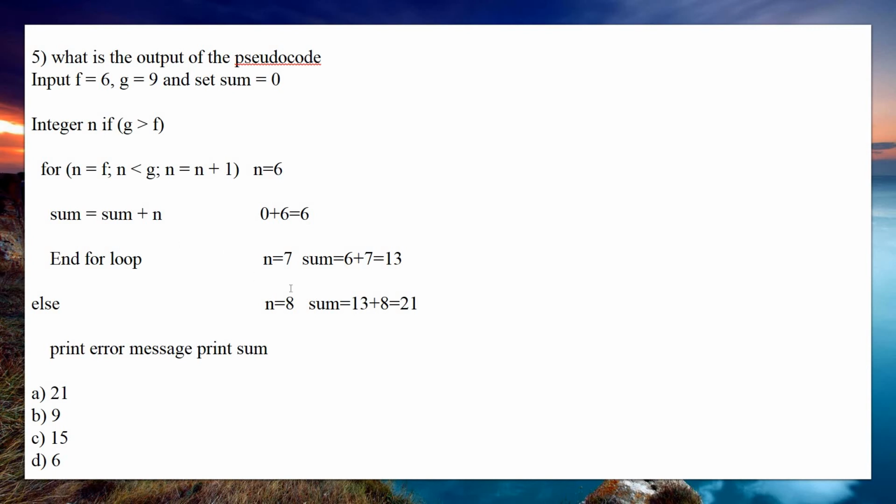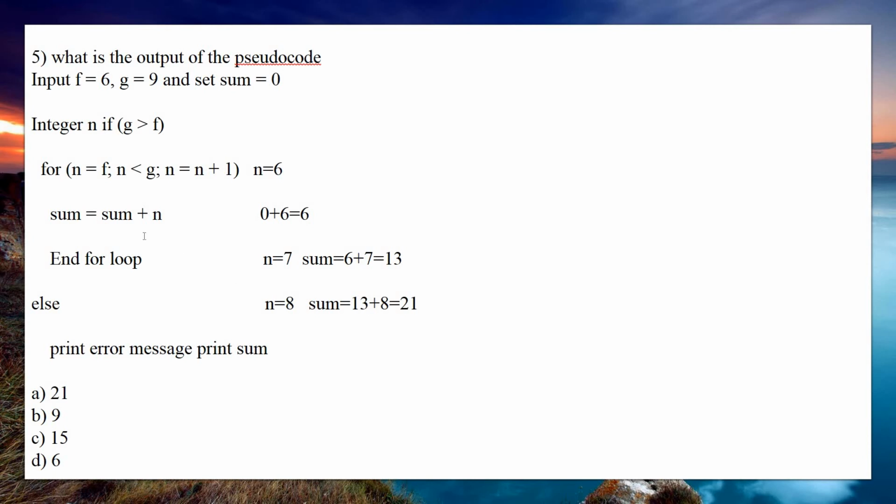Now n is equal to 8, and sum is 13 plus 8, which is 21. In the next step, again n is incremented. Now n becomes 9, but 9 is not less than g, so the condition becomes false.